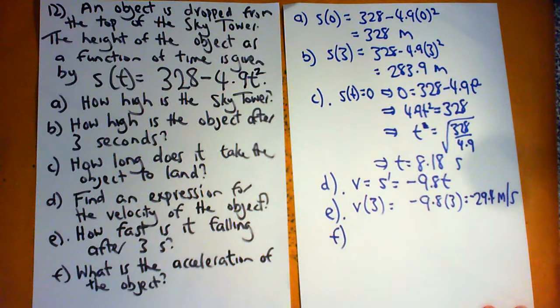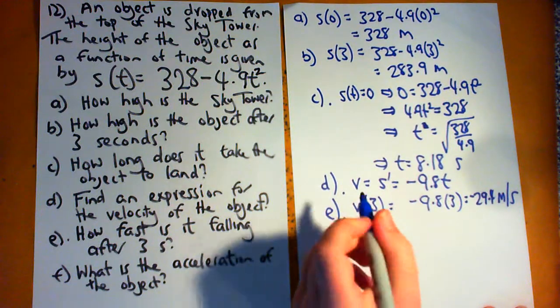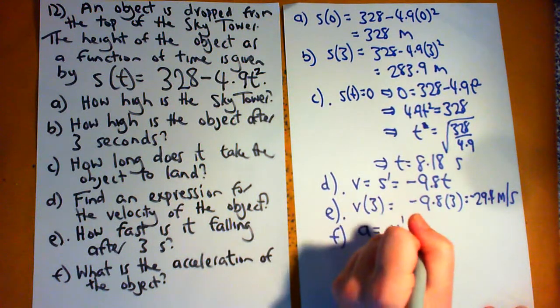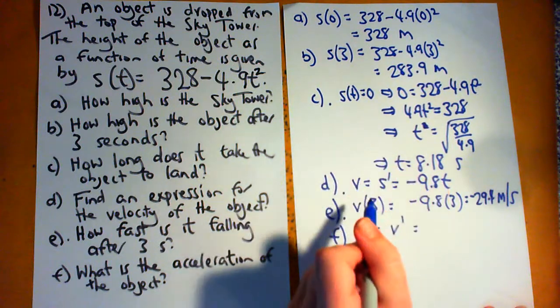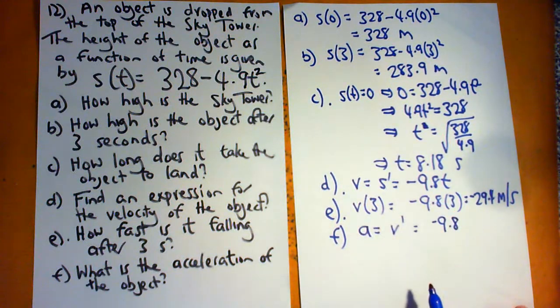Part F, we need the acceleration. Okay, so to get from velocity to acceleration, well, acceleration is the rate of change of the velocity. It's how fast the velocity is changing, which means it's a job for differentiation. So acceleration is the derivative of v, which means we're differentiating your velocity function, which is negative 9.8 t. Differentiating that, we just get negative 9.8, which looks very familiar because that is the value of the acceleration due to gravity.